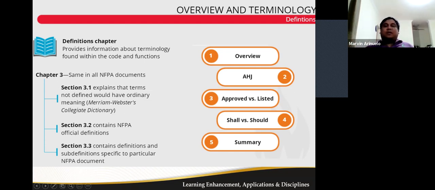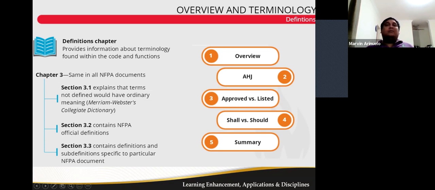Approved means the equipment, materials, or services are acceptable to the authority, and listed means that the equipment, materials, or services are in a list that is published by an organization acceptable to the authority. Normally listed is by an organization like UL or FM concerned with evaluation of products and services that maintain periodic inspection, and whose listing meets the designated standard and has been tested and determined suitable for its intended use or functionality.